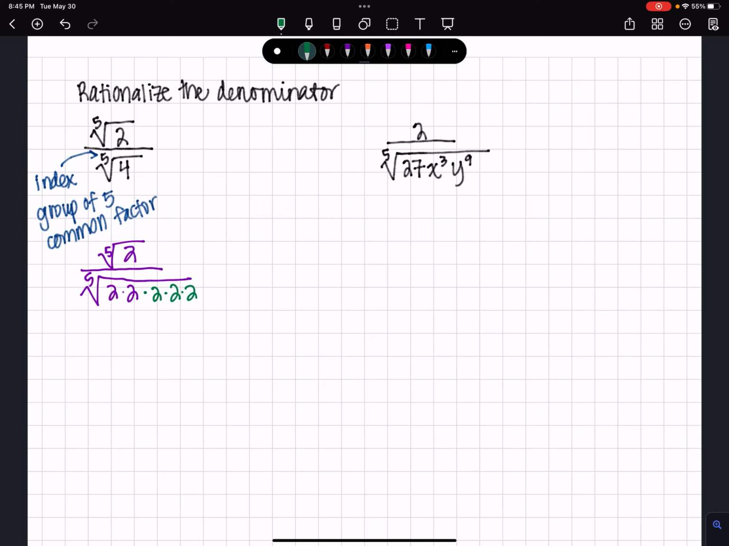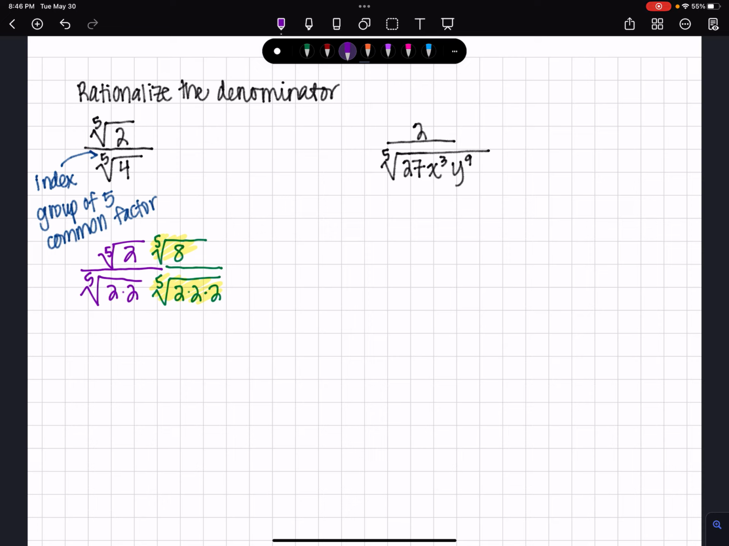But in order to make that happen, I'm having to multiply the denominator by the fifth root of 2 times 2 times 2, which is 8. So I'm having to multiply by the fifth root of 8. What is important for you to see is that the fifth root of 8 over the fifth root of 8 is just a factor of 1. I'm taking this original value and multiplying it by a factor of 1 so that it looks a little bit different. It's going to have the same exact value though, because when you multiply by 1, you keep that value.